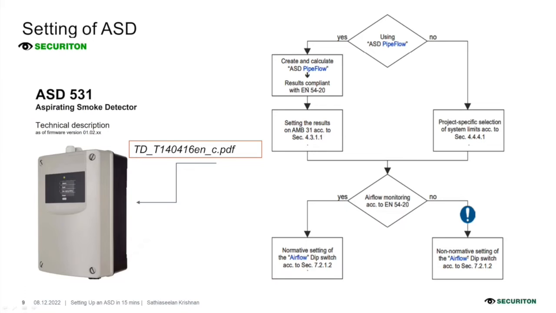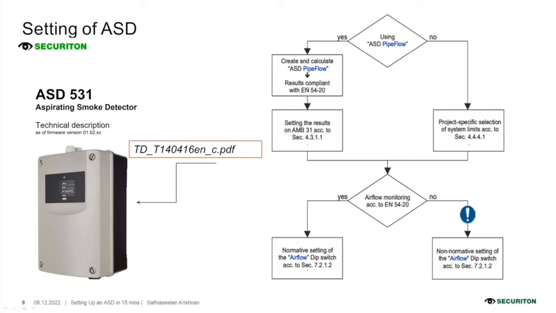So now moving on, once you have done the settings according to 4.3.1, next you go to the airflow monitoring section, where you set up the tolerance of the airflow that you're going to work with. So if you are going with the norms, with this EN 54, then you can set 20% of the airflow value that can be lost. That is according to EN 54-20. And without the normative, then you can set the airflow.